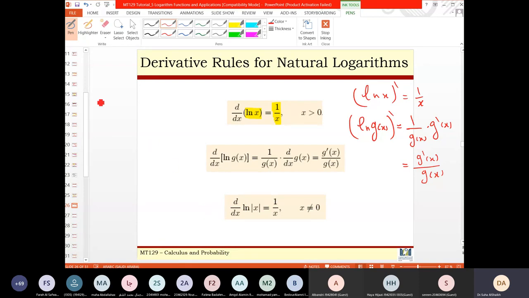Okay? Example, if you have this function, let me call it y equal to ln of x squared plus 4. What will be y dash? The derivative of what is inside, which is 2x, over what is inside as it is. g dash over g. Easy? You got it? Yeah.